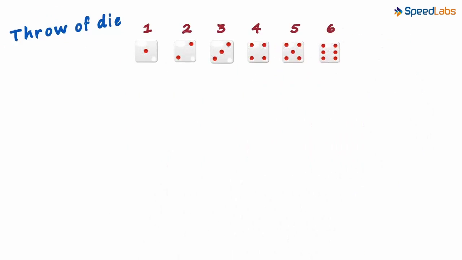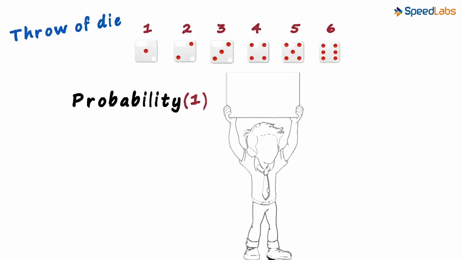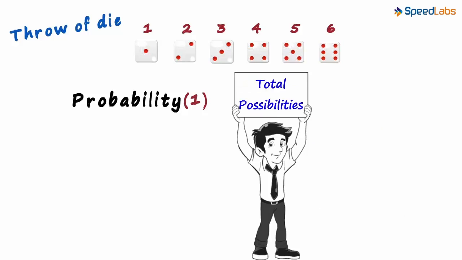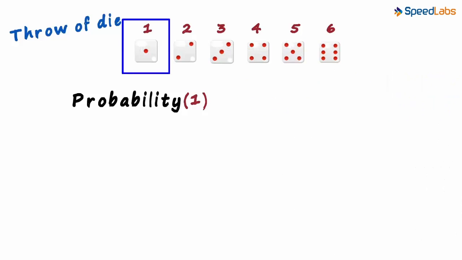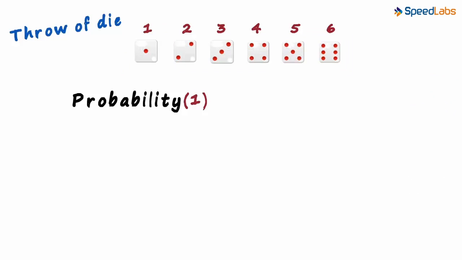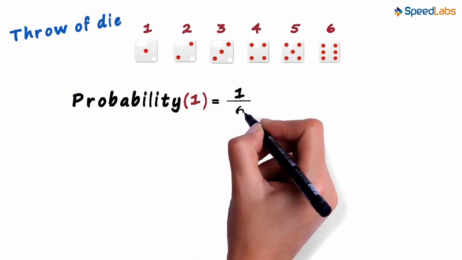Here's the first question. What is the probability of getting a 1? Remember, we need two things to find the probability. First, how many ways in which the event can occur? And second, what are the total possible outcomes? There is only one way in which we can get a 1. That is, if the dice lands a 1. And in all, there are 6 possible outcomes. It means that the probability of getting a 1 at one throw of a dice is 1 by 6.